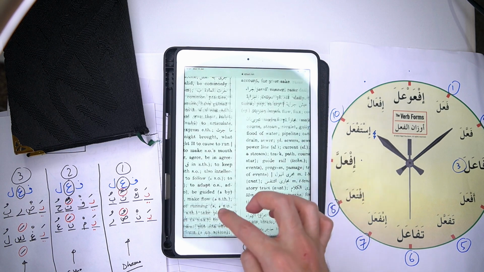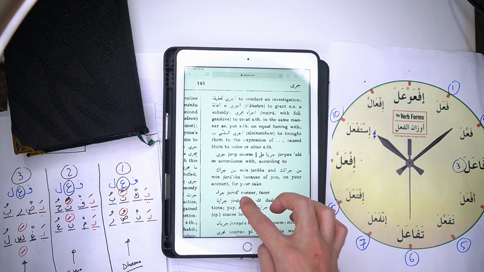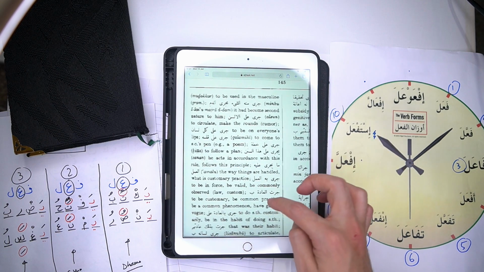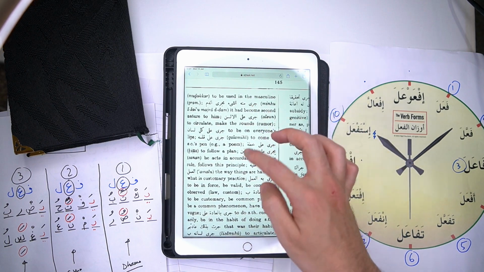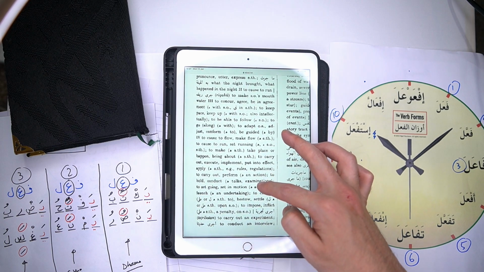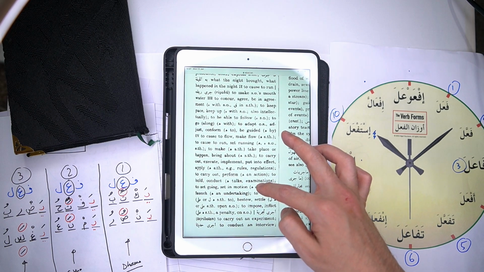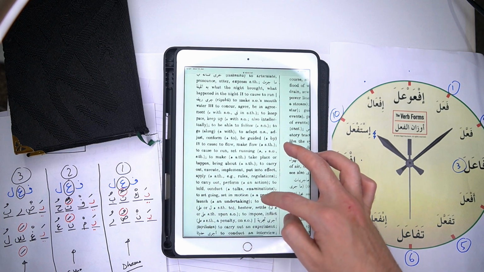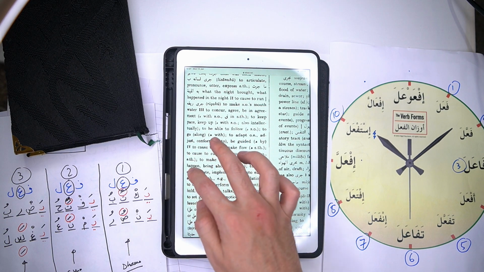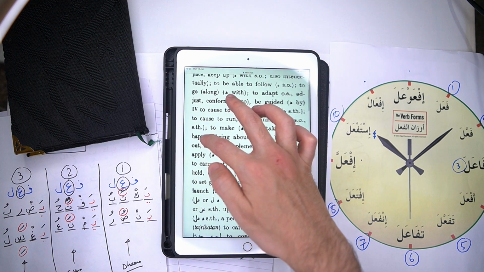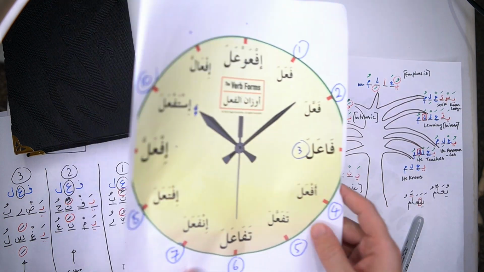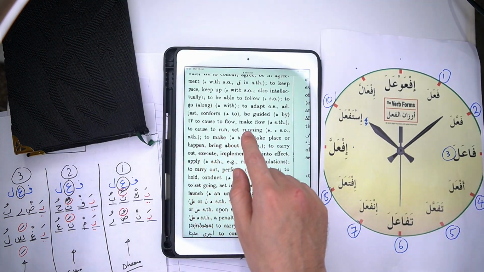Interesting. Okay, let's see if it's got any more. I think that's it. There's no more. I think it's just those 3 patterns that are used. Can't seem to see anything else. 3, no, actually, yeah, 4. There's 4. So again, number 4 is this one. Afalu, ajra yujri, to cause to flow, to make flow, etc.